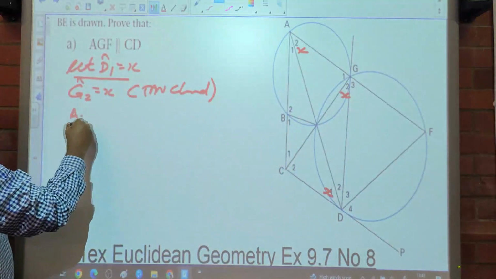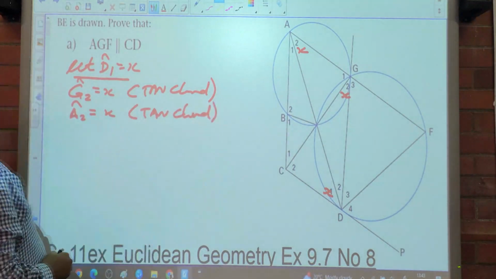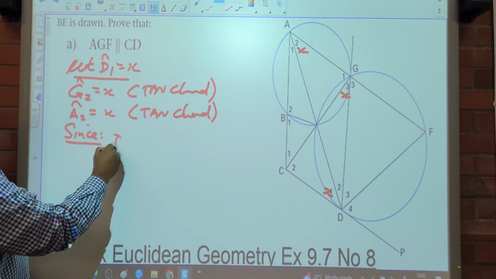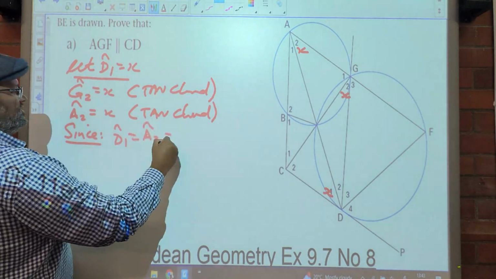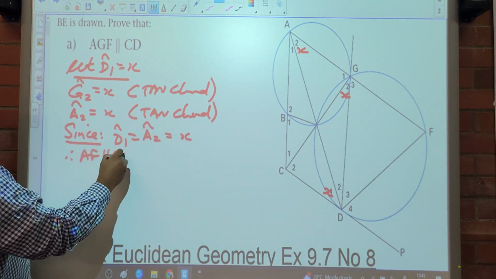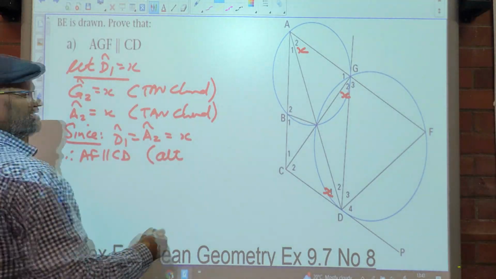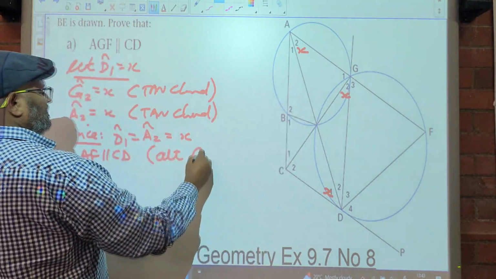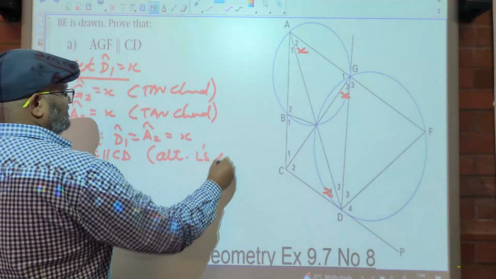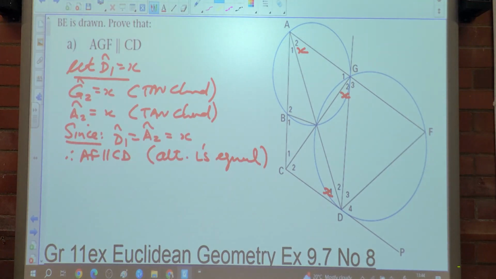A2 is X. Why? Tan chord theorem again. Since D1 is equal to A2 is equal to X, therefore AF is parallel to CD. Why? Corresponding. So that the Z. Oh, you say it's not corresponding. Alternate angles are? Oh, you say converse. Sorry, converse of alternate angles are equal. Yeah.